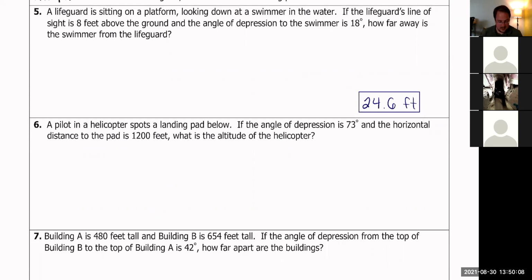Number 6, I like this one because theoretically, if you were a pilot and your instruments were to go down, in theory, you could do these number crunches on the fly. That is assuming you have access to at least a basic calculator. But anyways, a pilot in a helicopter spots a landing pad below. The angle of depression is 73 degrees and the horizontal distance to the pad is 1,200 feet. What is the altitude of the helicopter?